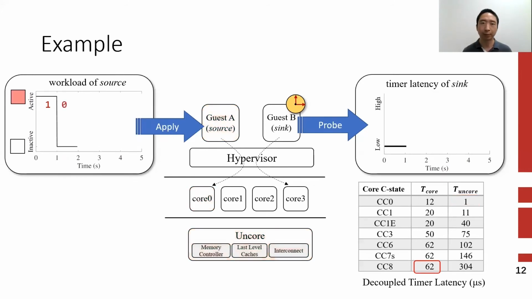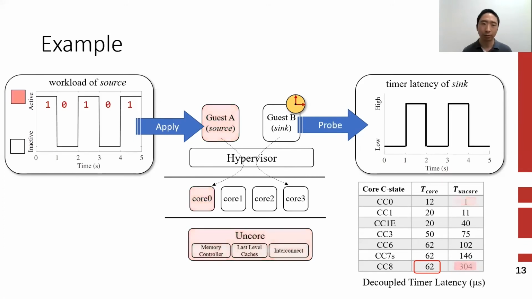We use the sleep of the source process to represent bit 0. Since the Uncore is no longer stimulated by the source process in this case, the timer interrupt of the sync process is delayed by the idle Uncore and the idle core 3. Compared with the previous case, the timer latency is larger. This is because the idle Uncore contributes more latency.